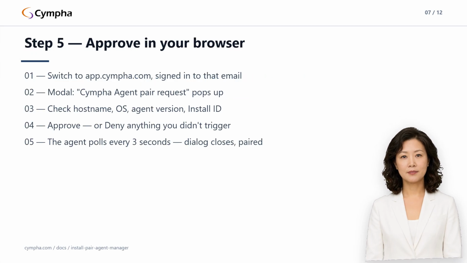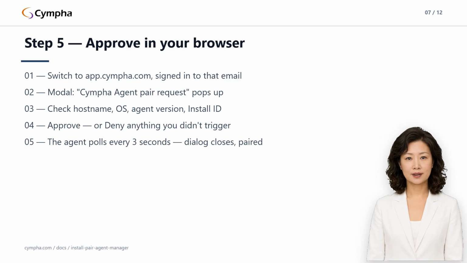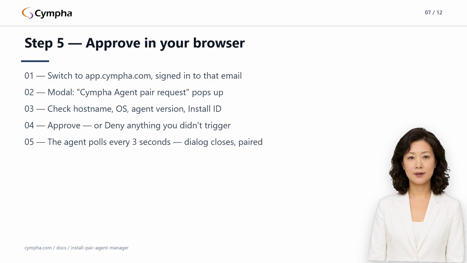If it never appeared, switch to another Cympha tab and back, or refresh. It's fetched when the app mounts or regains focus. Back at the agent, which polls every 3 seconds, the pairing dialog closes and the pairing token is recorded. You're paired. Understand what you just created because it outlives almost everything around it.